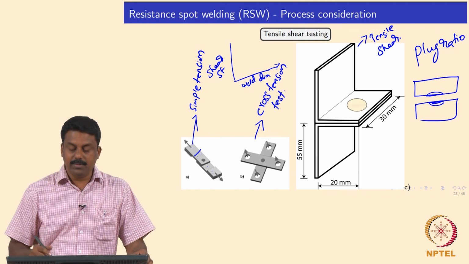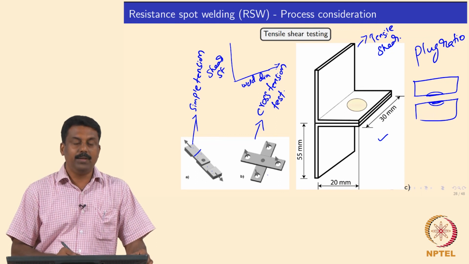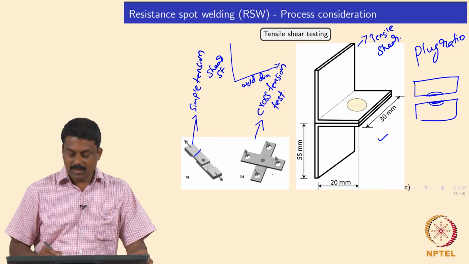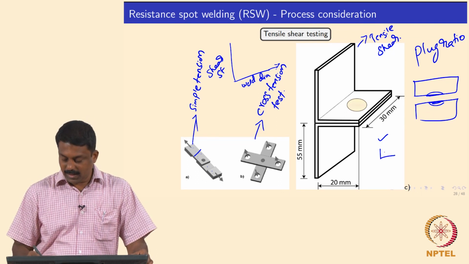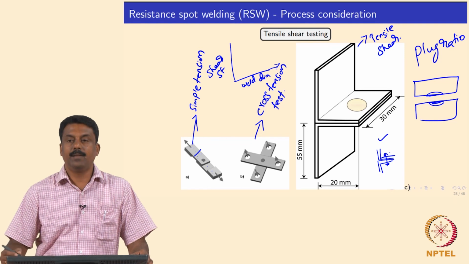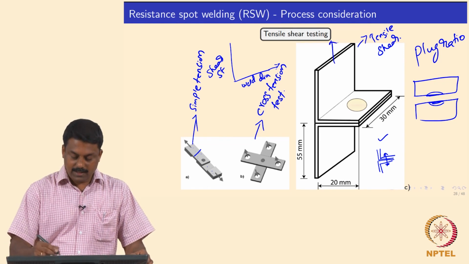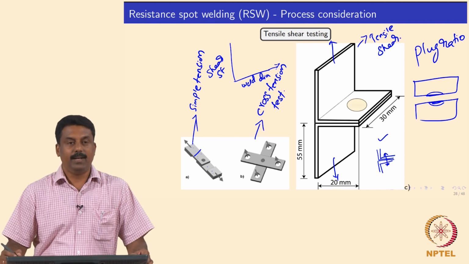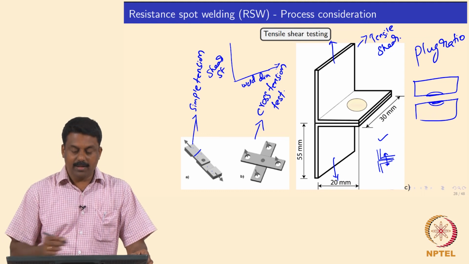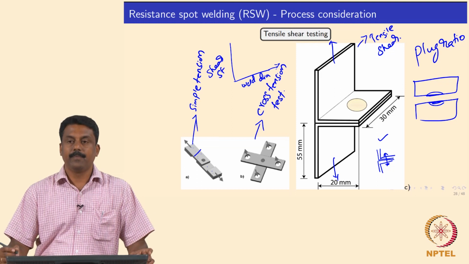And this is simple to do, because in this case you will have to make such a geometry sample and machine it. So, you bend it, you make an L flange, and then make a spot weld at the middle of this L, and then you pull it apart in a tensile testing machine and identify the load required to break the weld, either at the interface or elsewhere.